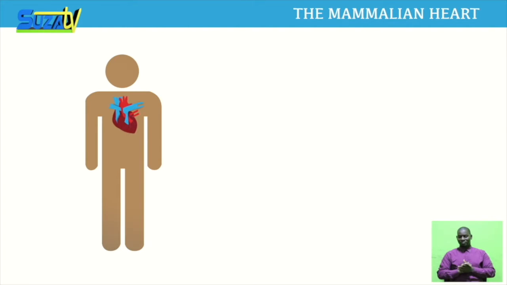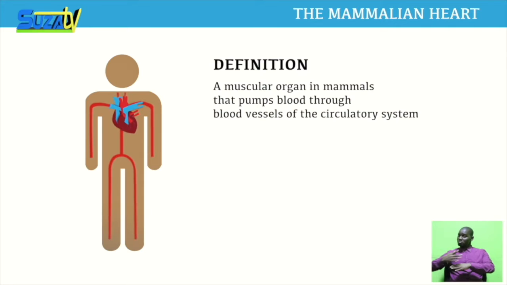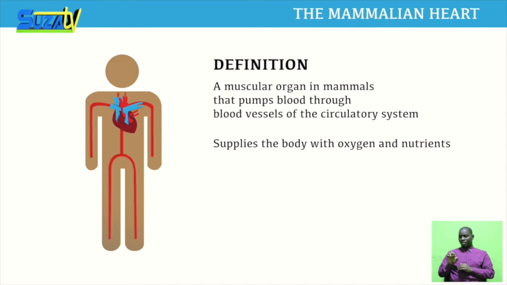Having said that, a heart could be defined as a muscular organ in mammals which pumps blood through blood vessels of the circulatory system. It supplies the body with oxygen and nutrients, and also it assists in the removal of metabolic waste. Now that you know what a heart is and where it is located, let's take a closer look at the external structure of the mammalian heart.